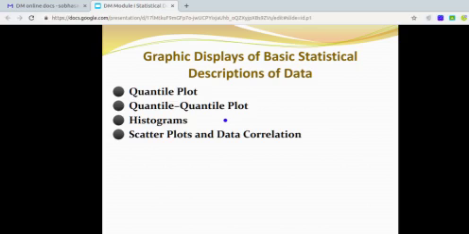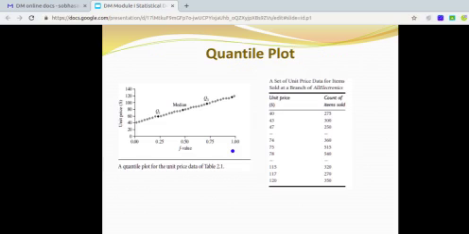So these are the techniques that we use for representing statistical distribution of data, and if you want a graphical representation for it, you can depend upon 4 different techniques: quantile plots, histograms, scatter plots and data correlation. These are the 4 types of graphical displays that we depend upon for representing statistical description of data.